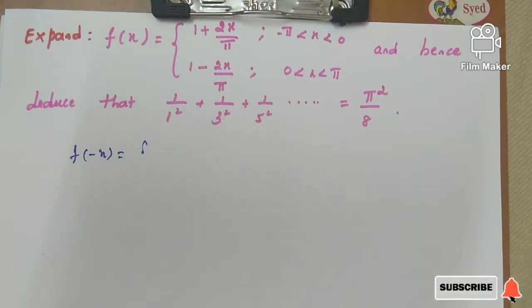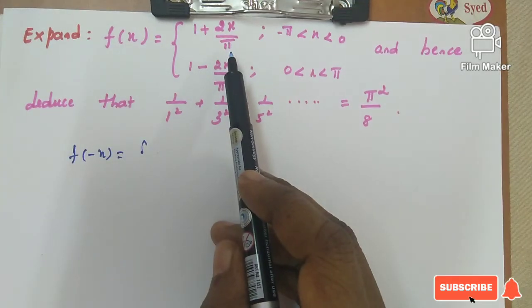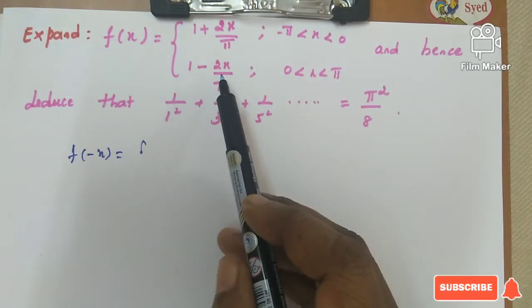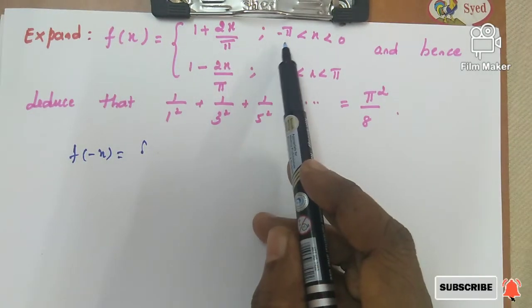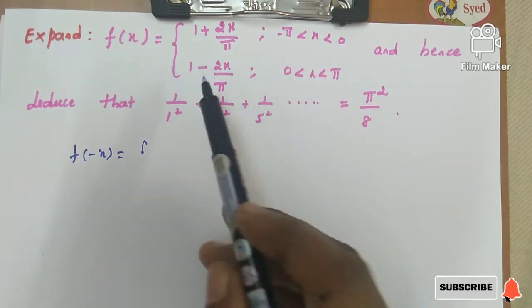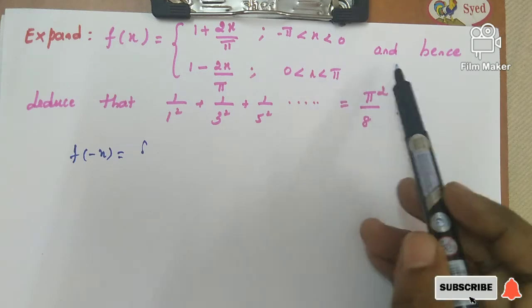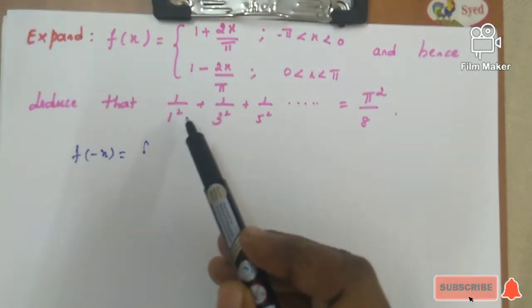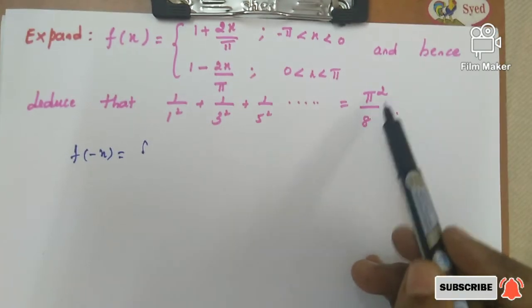In this video, we are going to see a problem under Fourier series, that too odd and even case question. Expand f of x is equal to 1 plus 2x by pi, 1 minus 2x by pi. Here 1 plus 2x by pi in the interval minus pi less than x less than 0 and 1 minus 2x by pi such that 0 less than x less than pi. And hence deduce that 1 by 1 square plus 1 by 3 square plus 1 by 5 square etc. equal to pi square by 8.